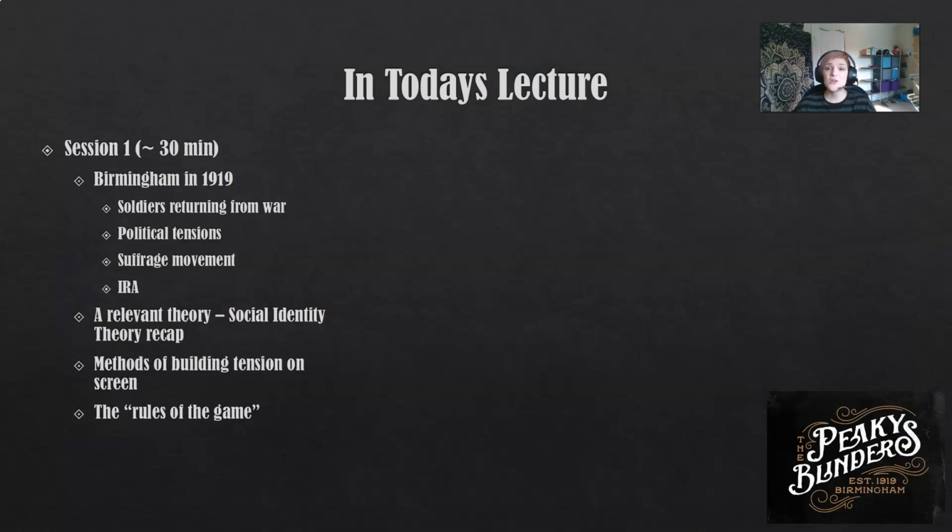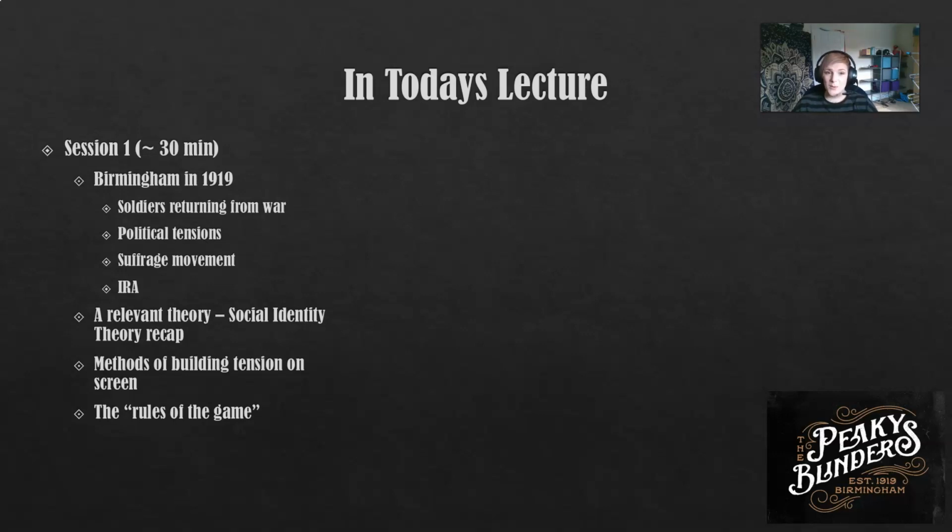In the first session, so this recorded session, we're going to be looking at some of the themes that we're hoping to identify in the first episodes of Peaky Blinders. I'm going to cover a brief bit of history, so the context of Birmingham in 1919, so that the first episode of Peaky Blinders is easier to investigate for these themes for you, so that you have a basic understanding of the context at the time. Now, these themes include soldiers returning from war, political tensions, the suffrage movement, and the IRA.